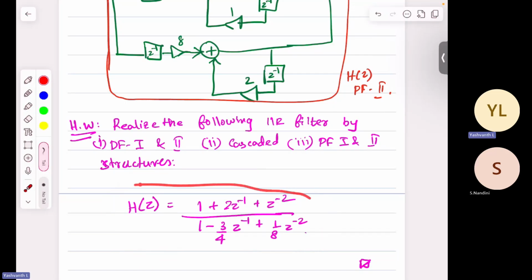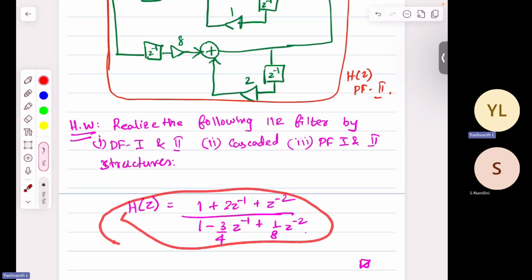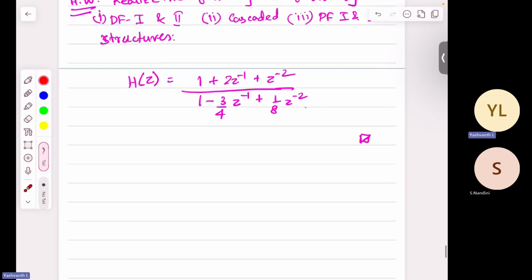So take this as your different function, which is H of z is equal to 1 plus 2 z inverse plus z power minus 2, divided by 1 minus 3 by 4 z inverse plus 1 by 8 z power minus 2. Realize this IIR filter using direct form 1 and 2, cascaded and parallel form 1 and 2 structures.